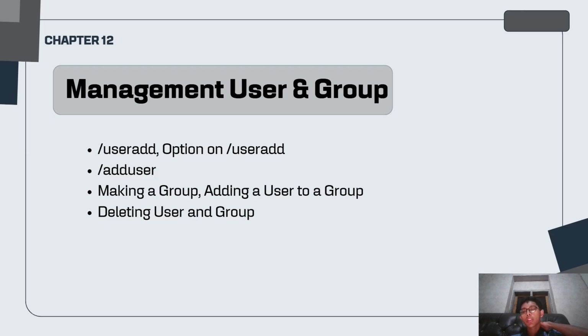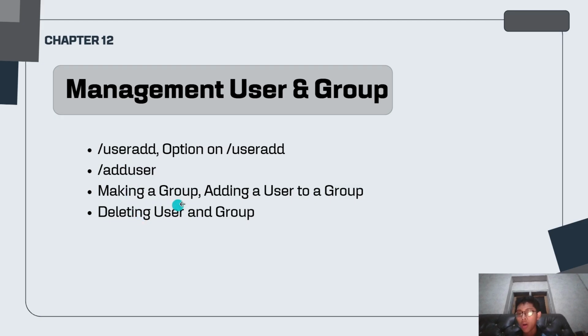But adduser is a little bit different. Unlike useradd, where you have to type -m to add the home directory, for adduser, if you only type adduser and then the name of the user you want to create, it will automatically create the home directory of that user. So that is the difference between adduser and useradd.